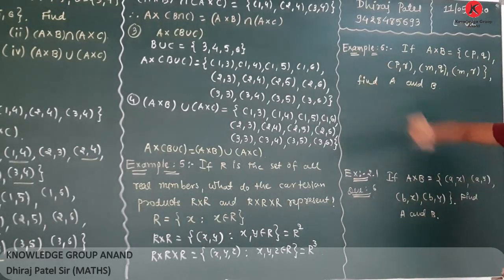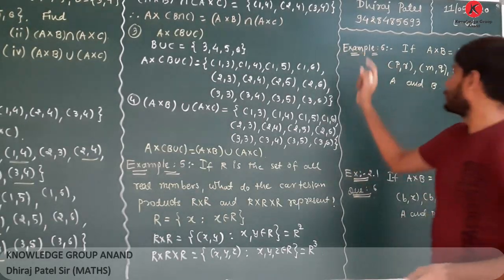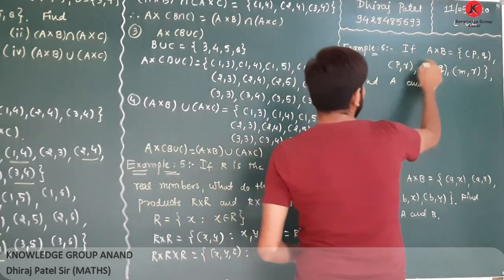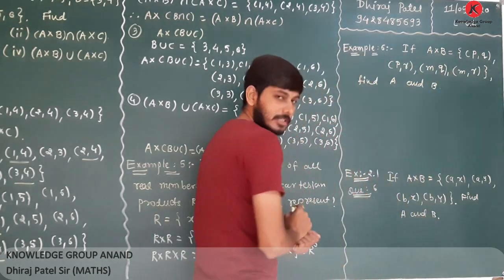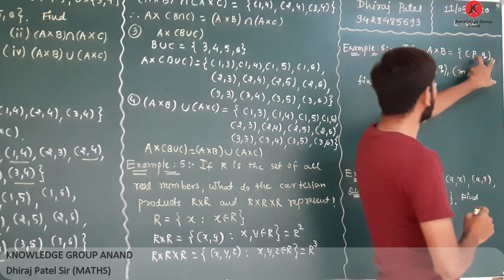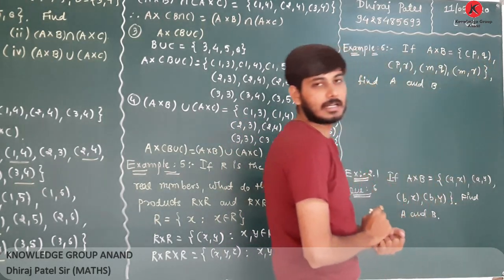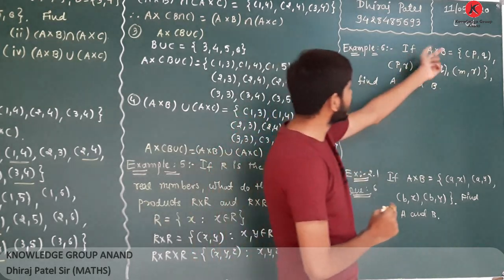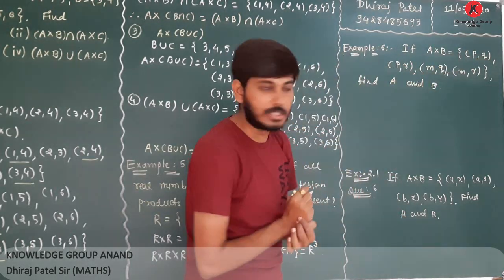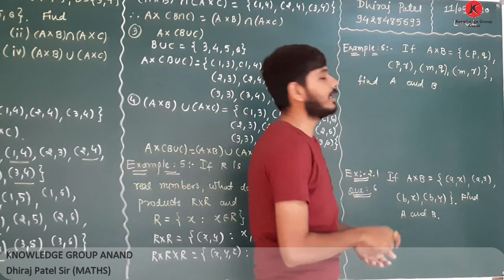Now we are going for the next example. Example number 6. If A cross B equals the ordered pairs PQ, PR, MQ and MR, then find set A and B. You have been given the possible ordered pairs of A cross B.